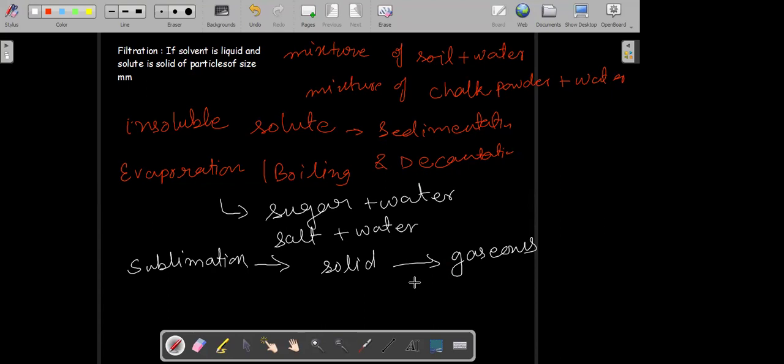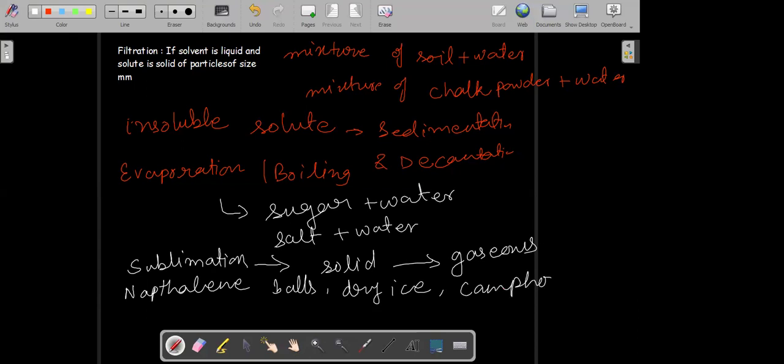Can you give me some substances which can sublime? Dry ice, sir. Naphthalene balls, camphor. Okay. You have these substances, naphthalene balls, dry ice, camphor, which can sublime. That means they directly change from their solid state to the gaseous state without going into the liquid state. So this process we call sublimation.